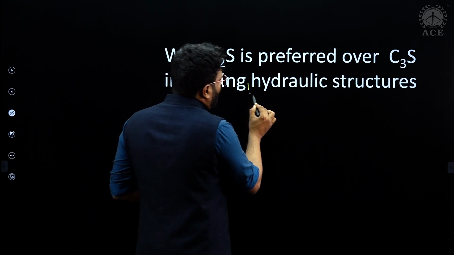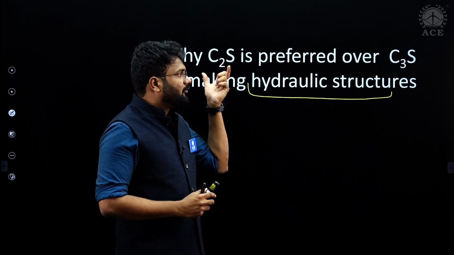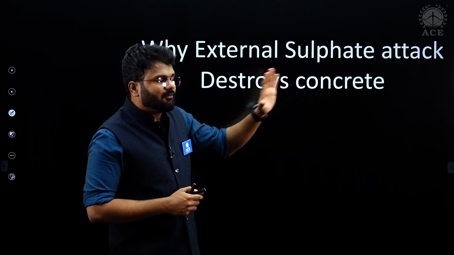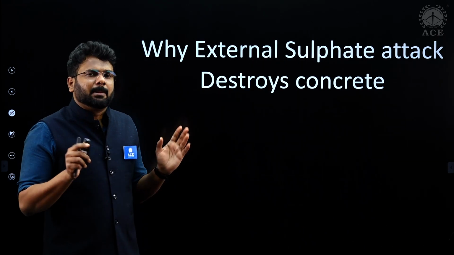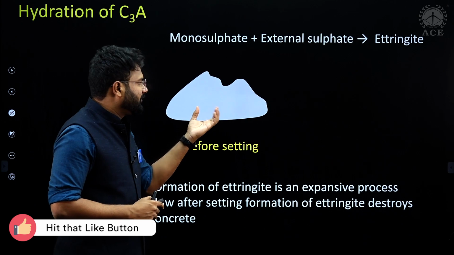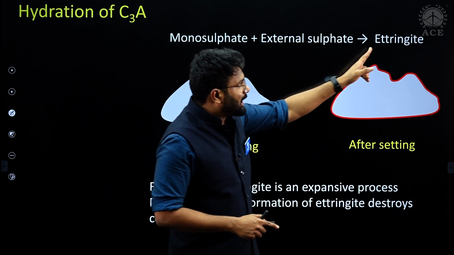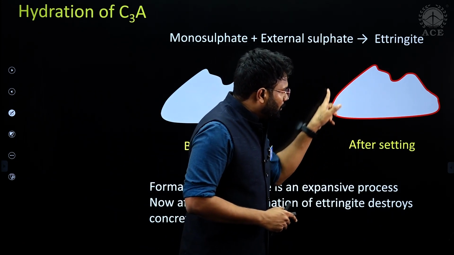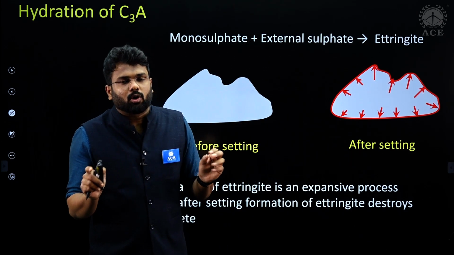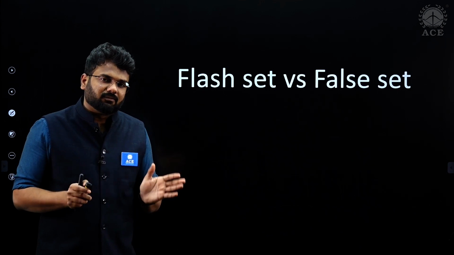See, in your hydraulic structure, Bogue's compound, which is C2S, why it is preferred over C3S, that we will understand. Why external sulfate attack will destroy your concrete, that we will understand. Basically, ettringite formation is there. If it is before setting, free expansion is there, no stresses. But after setting, if ettringite formation is there, it means your boundaries are rigid. Now expansion is happening, it will destroy your concrete. This process we will understand. What is the difference between false set and flash set, that we will understand.